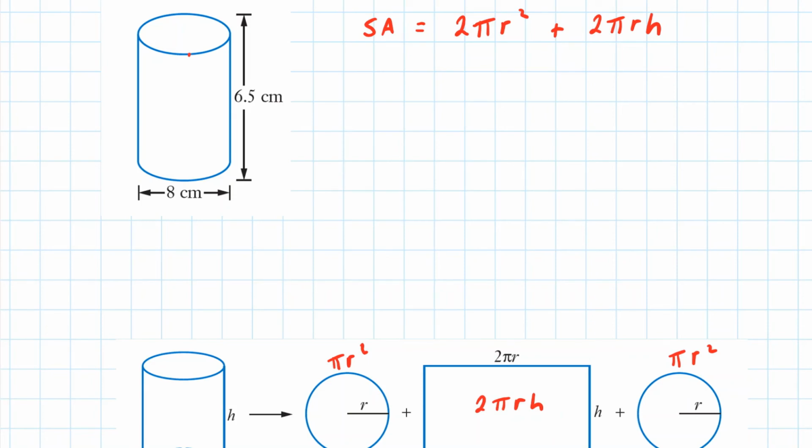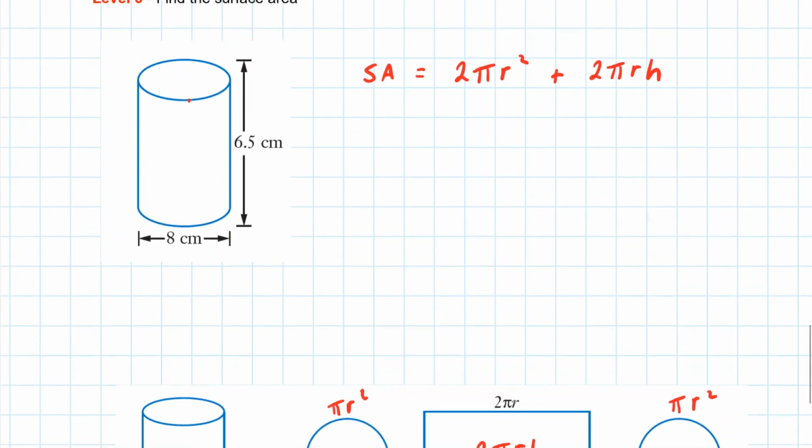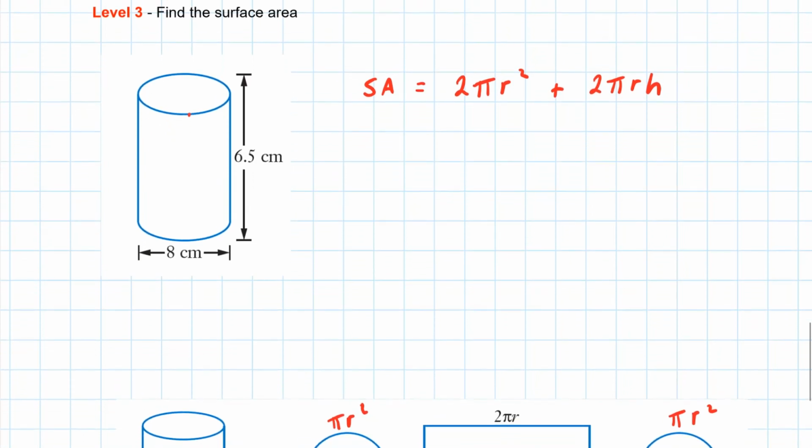All right, so let's find the surface area of our cylinder. We've got a height of 6.5. The cylinder is 8 centimeters wide, which means the radius of the circle is half that, which is 4. So our height is 6.5, our radius is 4, and pi we can get with our calculator, and that's all we should need. Let's get into it.